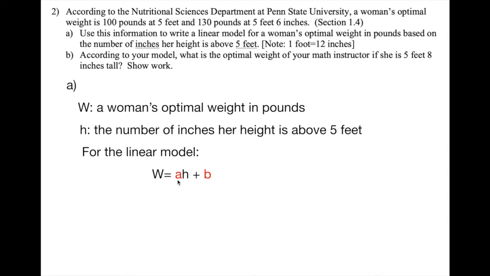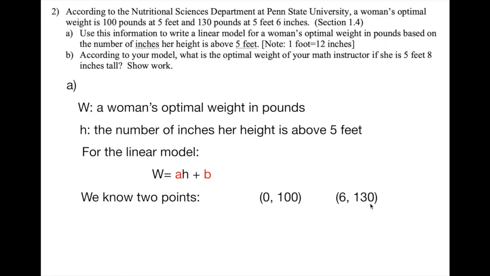So A is the slope. Let's calculate that first. We need two points. For the first point, the optimal weight is 100 at 5 feet, so that becomes 0 inches above 5 feet: (0, 100). The second one is based on the data that 100 pounds at 5 feet 6 inches, so 6 inches above 5 feet. Your first variable is equal to 6.